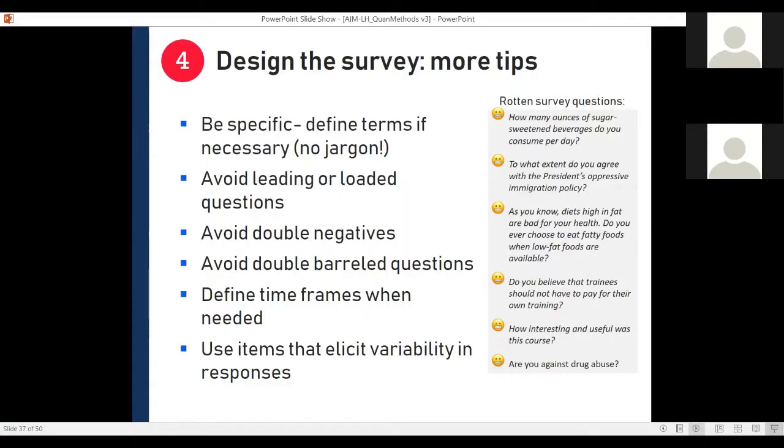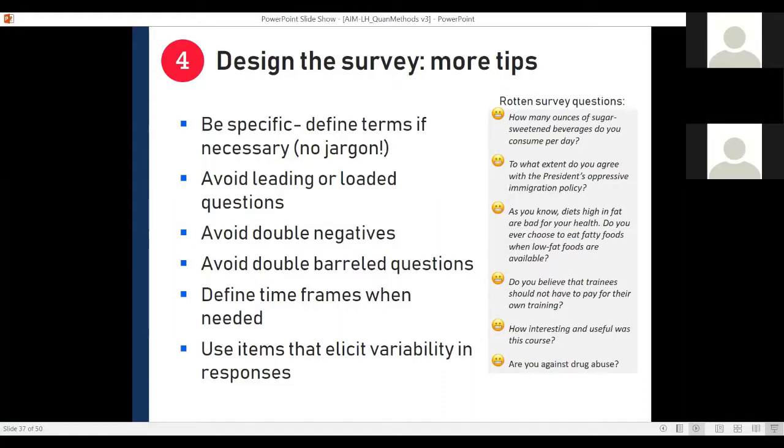You want to define your terms. So on the right, you see it says, how many ounces of sugar-sweetened beverages do you consume per day? So we in public health know what we mean by sugar-sweetened beverage, but the general audience that you are surveying may not. So I would consider that jargon, and you really need to define what you mean.